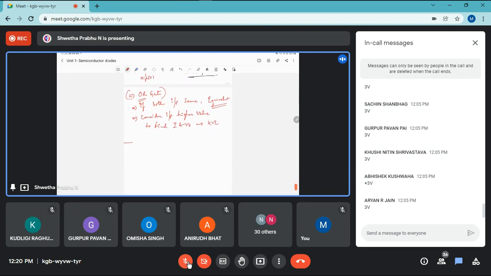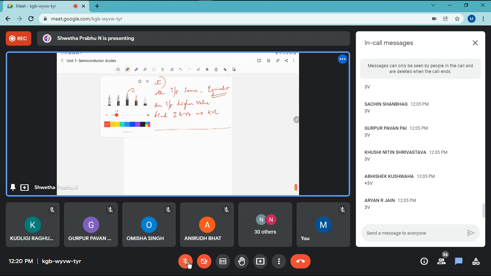Next, moving on to the next question. What if you have a circuit like this, the other way around, the opposite direction?